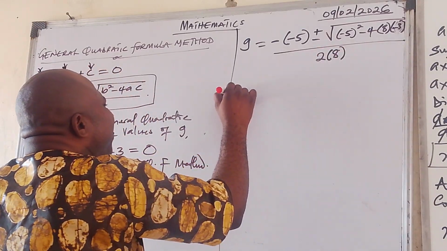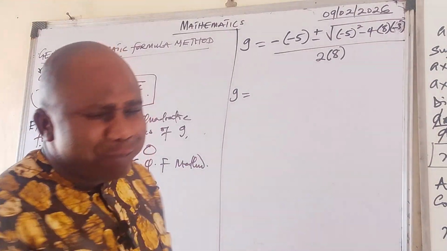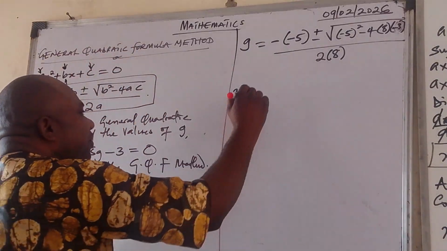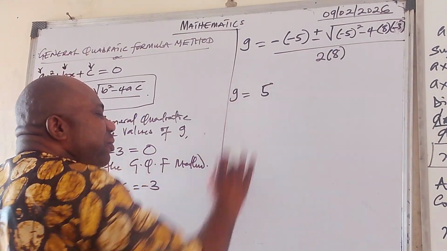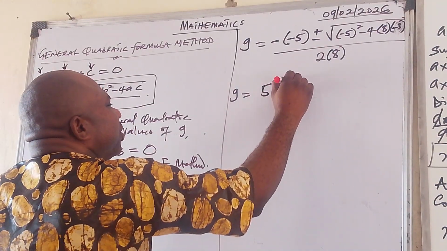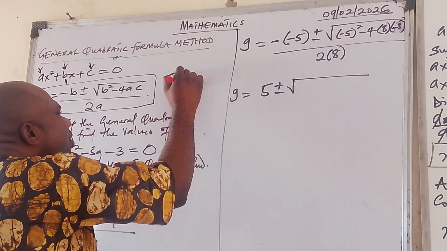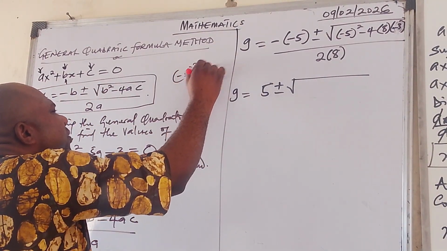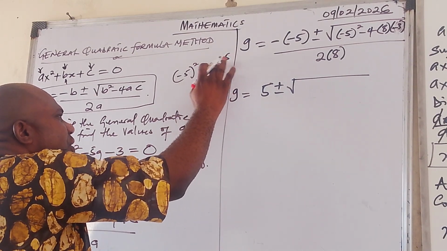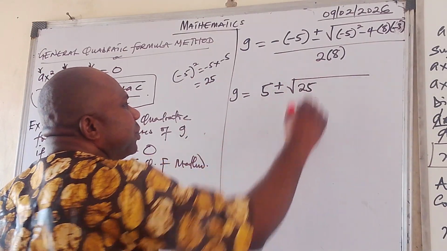So it means the value of g will be equal to, now, minus minus. We all know minus times minus is plus. So it means minus minus there will change to plus. So here we are left with 5, and we know 5 is the same thing as plus 5. So here we have plus or minus the square root of minus 5 squared. Minus 5 all squared is minus 5 times another minus 5, and minus times minus is plus. 5 times 5 is 25. So here we have 25.